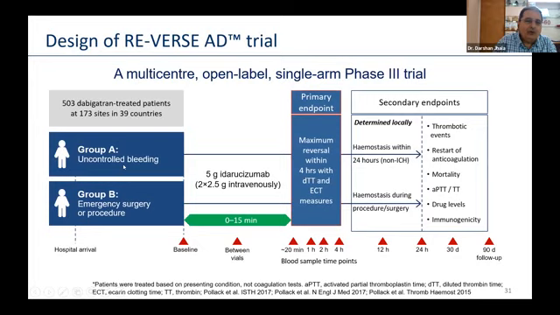Group A was uncontrolled bleeding because of any reason. And group B was emergency surgery or procedure, who arrived to the hospital, who were on dabigatran and who required emergency surgery. So there had to be a reversal of the anticoagulant effect. They were not actually bleeding, but group A was bleeding. And group B was requiring an emergency intervention which could have led to bleeding.